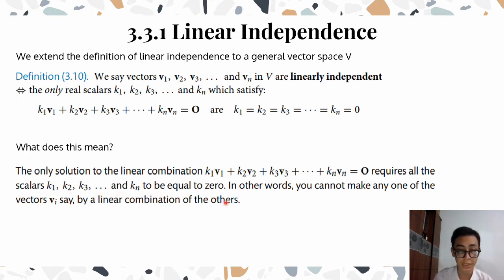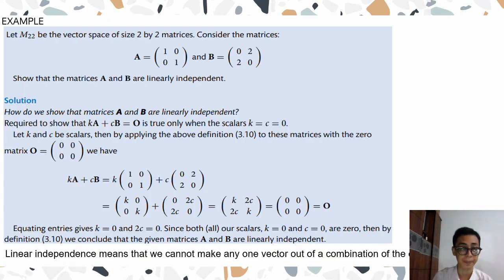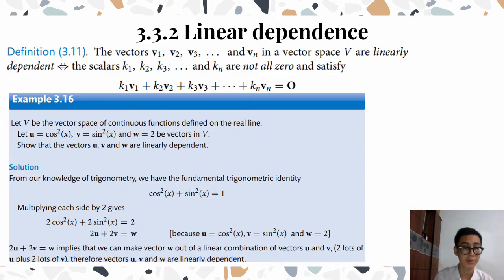In other words, you cannot make any one of the vectors, say v, by a linear combination of the others. This is the example. Linear independence means that we cannot make any one vector out of a combination of the others. 3.3.2 Linear dependence. The vectors v1, v2, v3, and vn in the vector space V are linearly dependent if the scalars k1, k2, k3, and kn are not all 0 and satisfy this equation. This is the example.